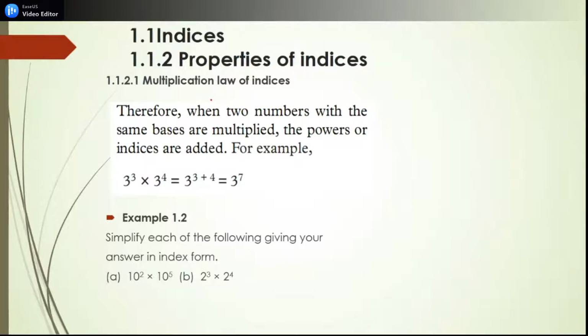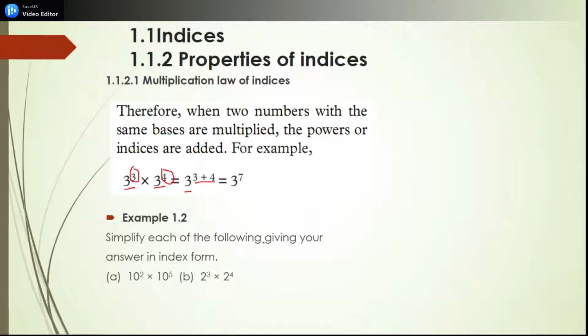Multiplication law: when you have the same base, the final answer is to take that base and add the powers. Meaning 3 power 3 times 3 power 4 is like taking 3 power 3 plus 4, equal to 3 power 7. You have another example.